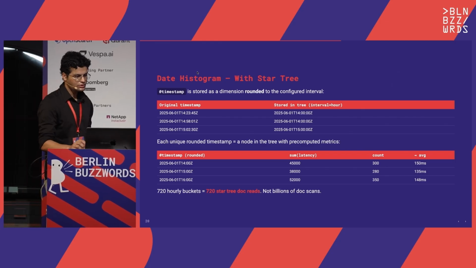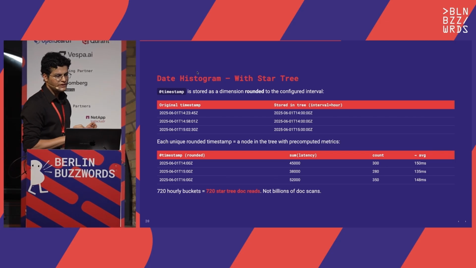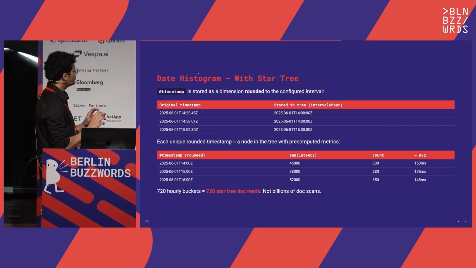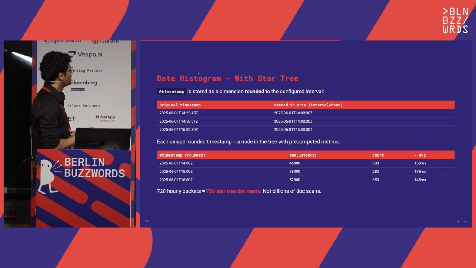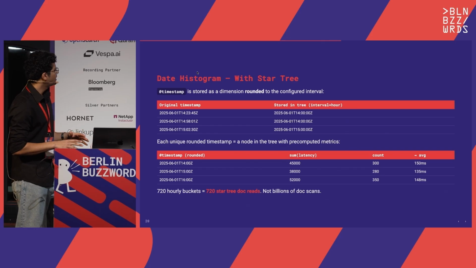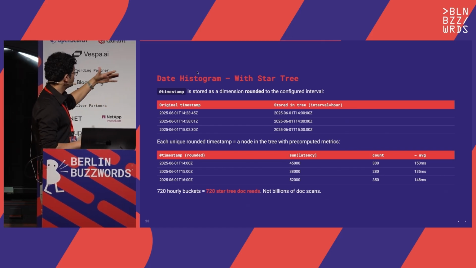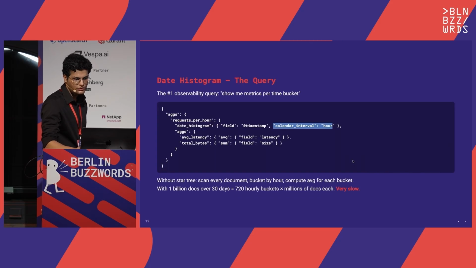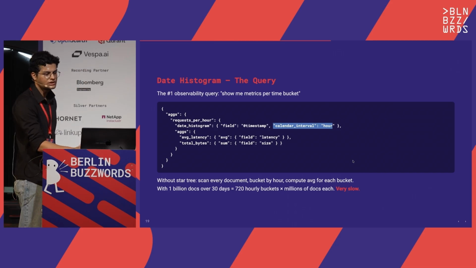Now we discussed there were 720 hourly buckets, right? That would mean that we'll have to do just 720 star tree doc reads. So even if there are billions of documents present, we'll just have to do 720 star tree doc scans. We can compute the average for those. We have the sum stored, we have the count stored, we can divide both of them to find out the average latency. Similarly, for the total bytes as well, we can do a similar thing.